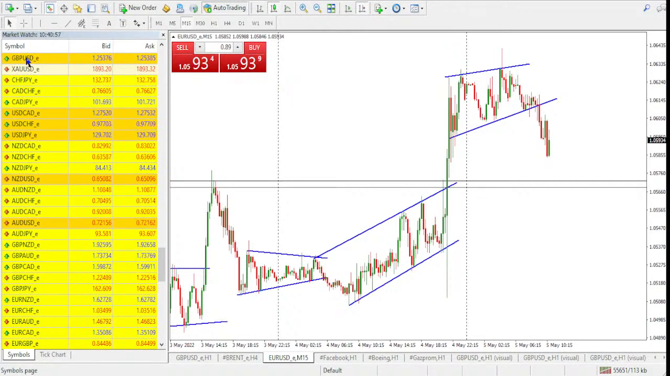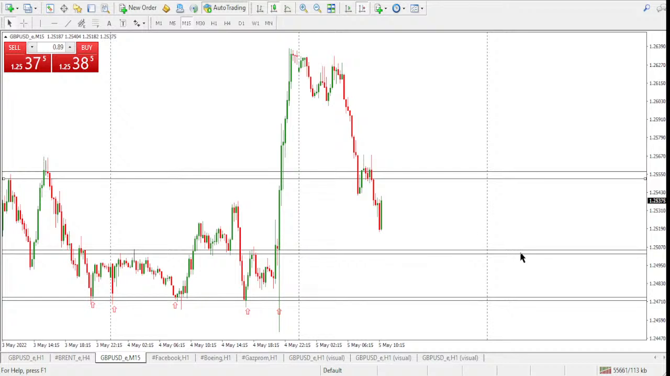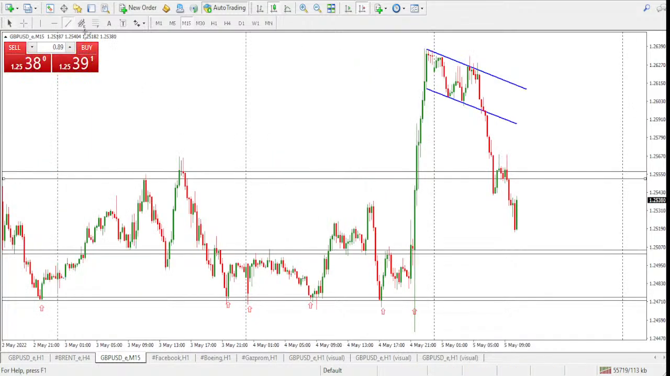I'm saying that because these two instruments are positively correlated, which means if you see a signal on one, you should expect the same signal on the other instrument. So that's what we have. Let's draw a shape if there's any. We have that, and then that, and then that.